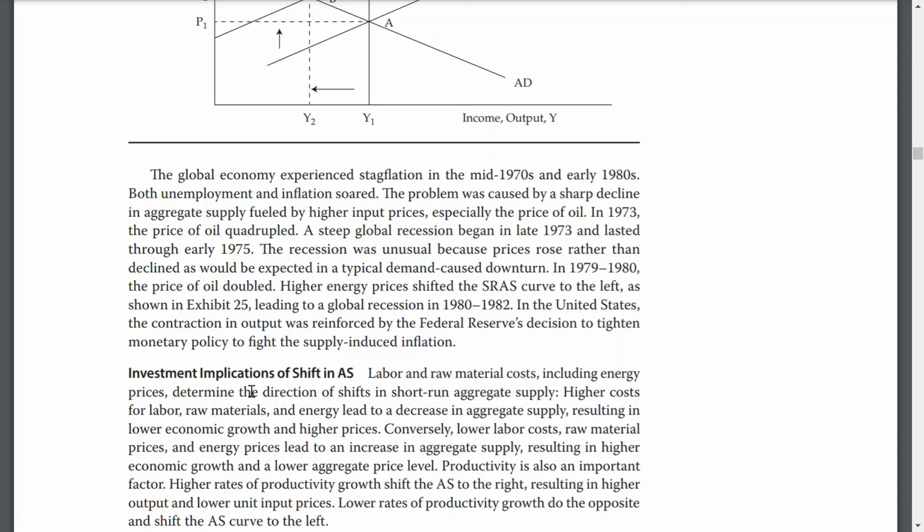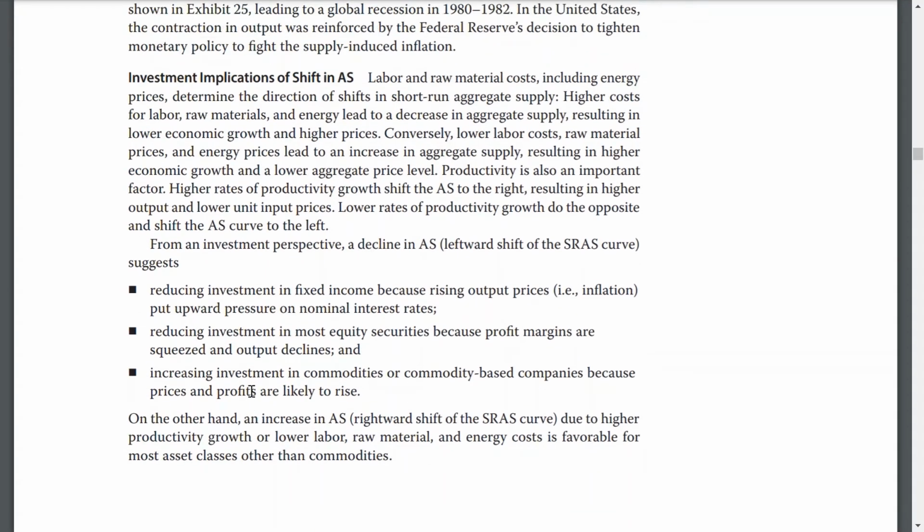Higher energy prices shifted the SRAS curve to the left, as shown in Exhibit 25, leading to a global recession in 1980 to 1982. In the United States, the contraction in output was reinforced by the Federal Reserve's decision to tighten monetary policy to fight the supply-induced inflation. Investment implications of a shift in aggregate supply: labor and raw material costs, including energy prices, determine the direction of the shift of short-run aggregate supply.